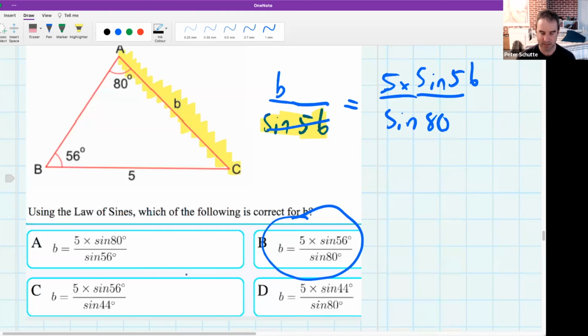Now, in the next lesson, we're going to use the sine rule to find unknown angles. So notice how today we only found sides. You can also use the sine rule to find angles. And so that's what we're going to do in the next lesson.